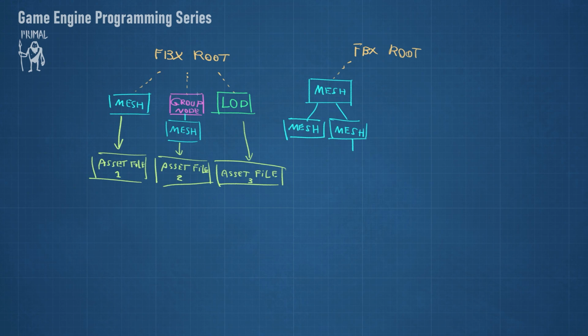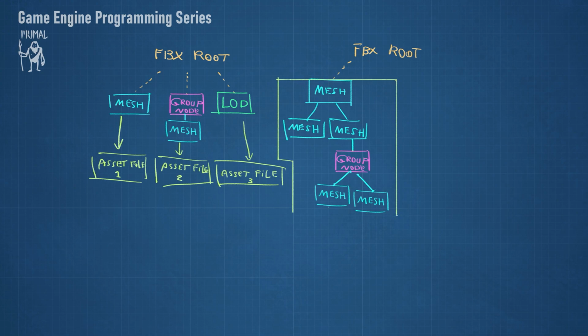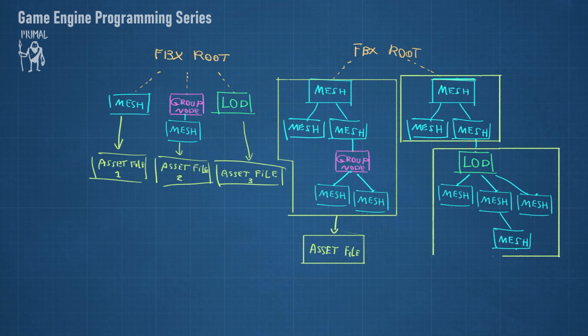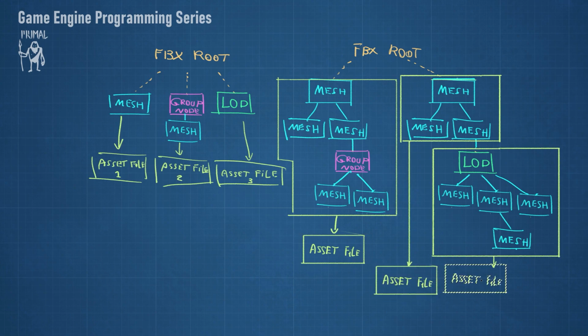But what if we had a more complicated scene hierarchy? Maybe we have a mesh tree with different meshes and even a group node in there. In this case, I'll simply make a flat list of all meshes within this tree and save it to a single asset file. If there was an LOD group somewhere, we always save it in its own asset file. So in the example that we have here, the three meshes would be saved to one asset file and the LOD group and its meshes would be saved to another file.